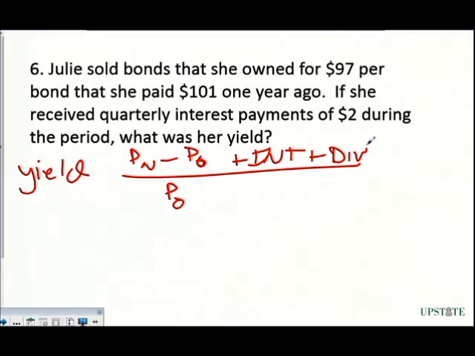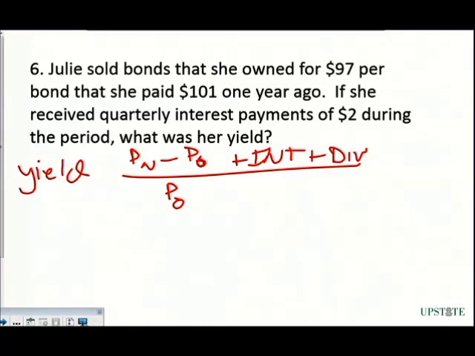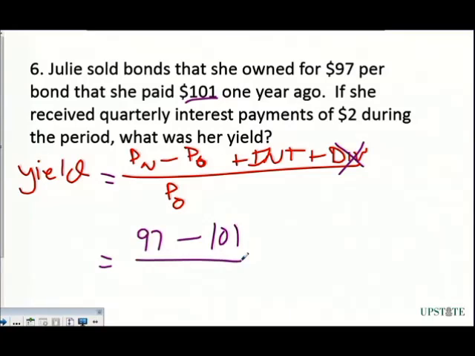Now, on this question, what we don't have is dividends, so we don't need to worry about dividends here. But we do want to know our yield. And so our new price is $97, because that's what she sold the bonds for. And then we have to subtract off the amount she paid, which was that $101, and that's divided by our 101.